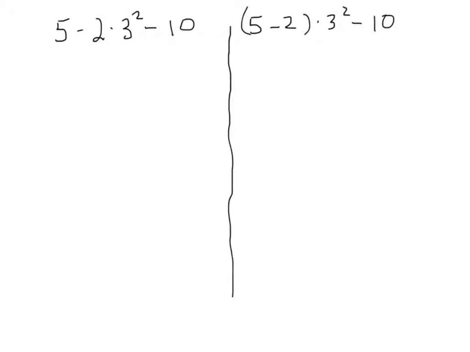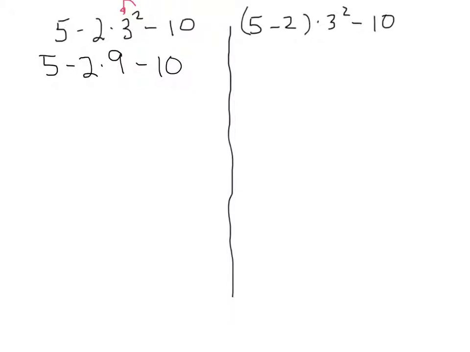So we look at this first problem on the left, and we say there's no parentheses, and there is an exponent, and the first thing that exponent sees is the 3, which means only the 3 is being squared. So we should interpret this as 5 minus 2 times 9, because 3 squared is 9, minus 10.